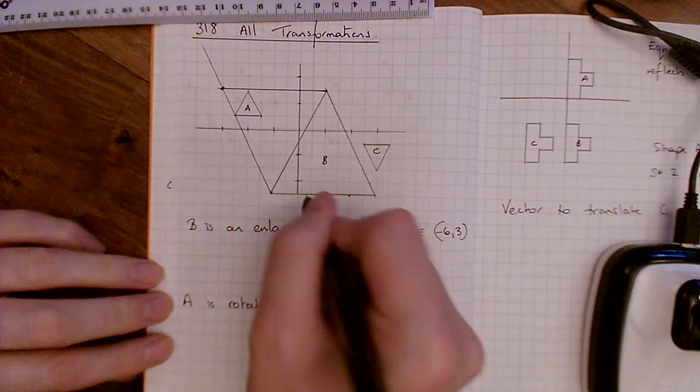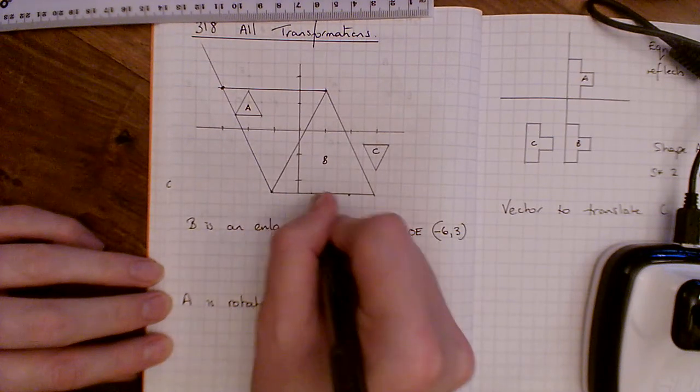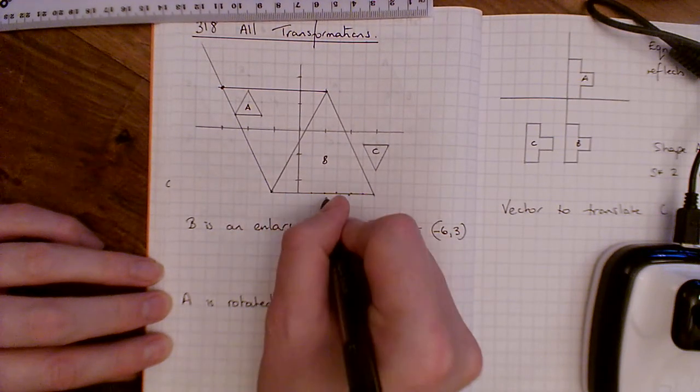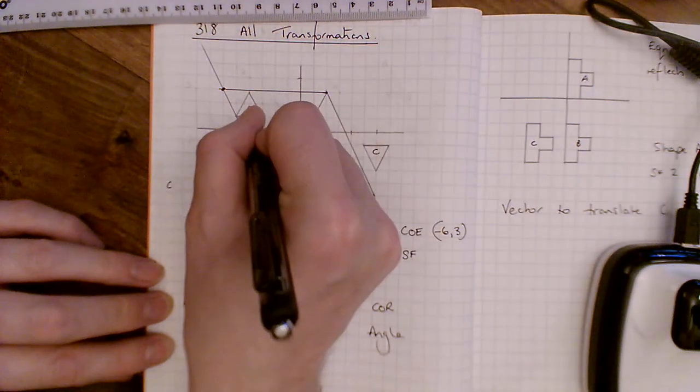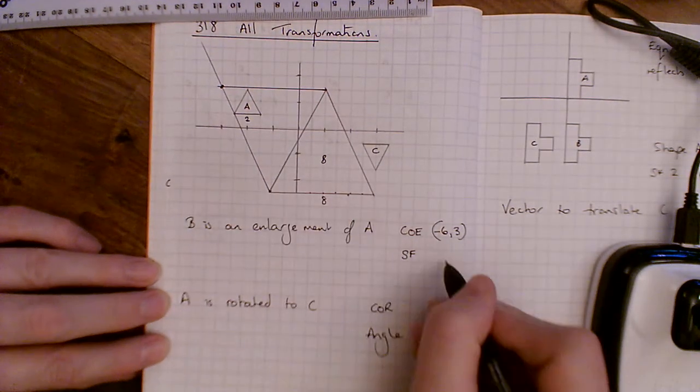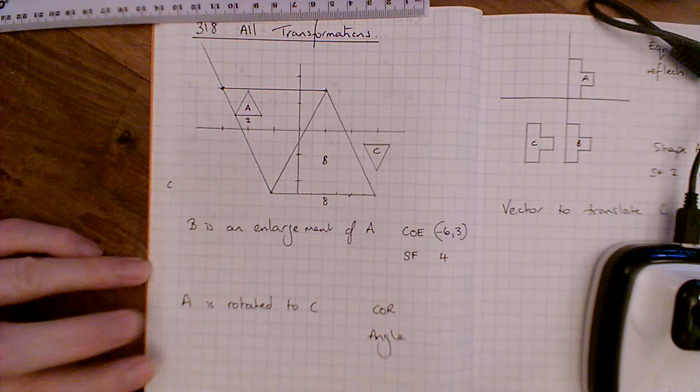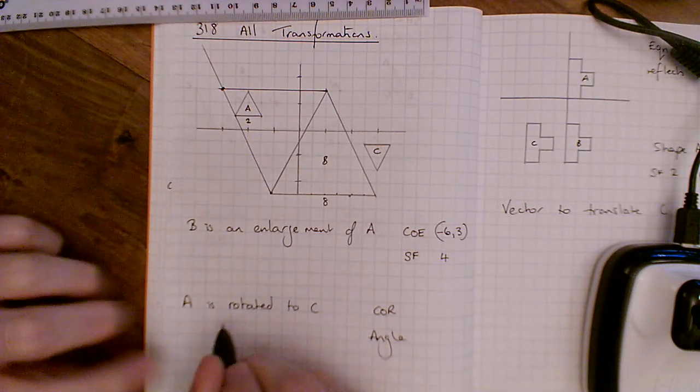The scale factor, look at the size. So 1, 2, 3, 4, 5, 6, 7, 8, so that's 8, and this one's only 2, so that's 4 times bigger, so it's got a scale factor of 4. Okay. Next question is rotate to C.